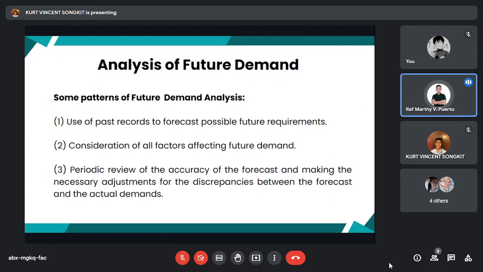The second one is the consideration of all factors affecting future demand. A power company must consider not only the population increase, but also other factors such as the establishment of more industries within its territory, the possible increase in power consuming devices, and the trends in migration of people. So it says that we should not limit our factors to only the number of people present in a certain area, because there are quite a lot of factors that may arise in a certain place that may potentially affect the future demand of a certain product.